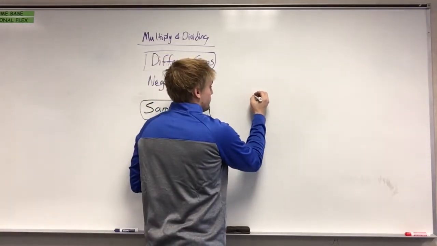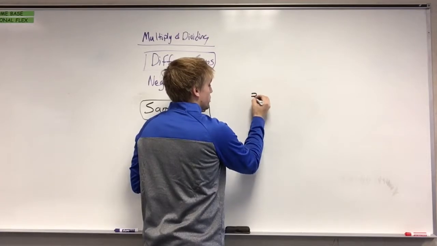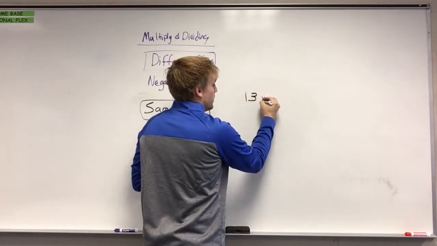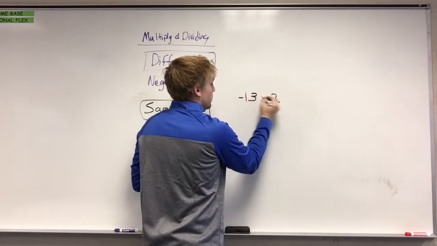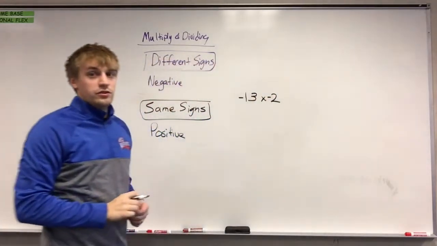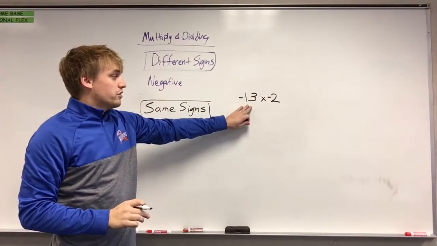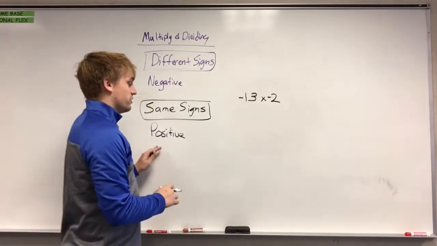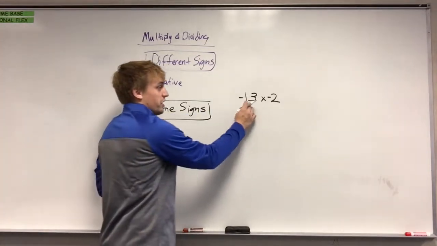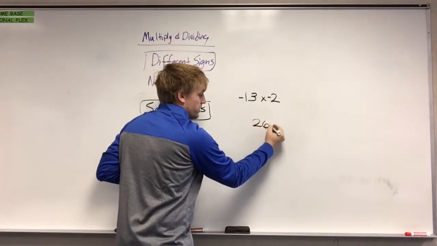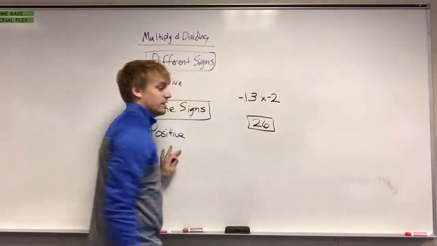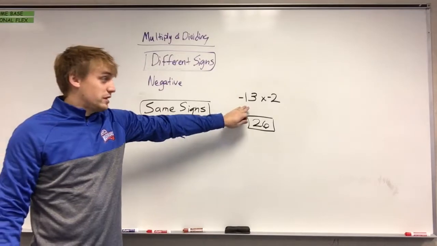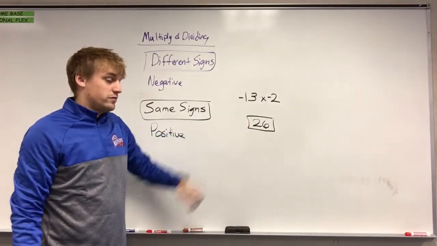So negative 13 times negative 2. Negative 13 times negative 2, they have the same signs, which means our answer is going to be positive. So we just take 13 times 2, which is 26. And since they're the same signs, the answer is positive.